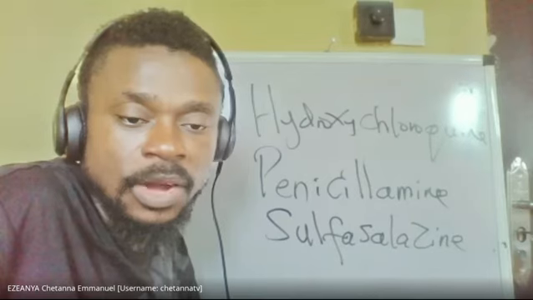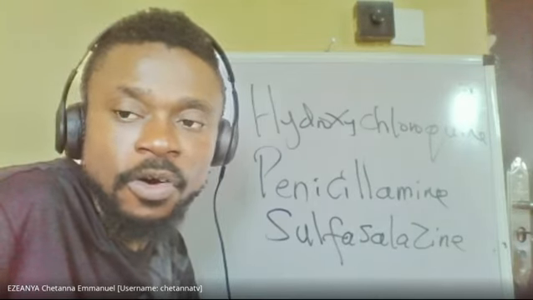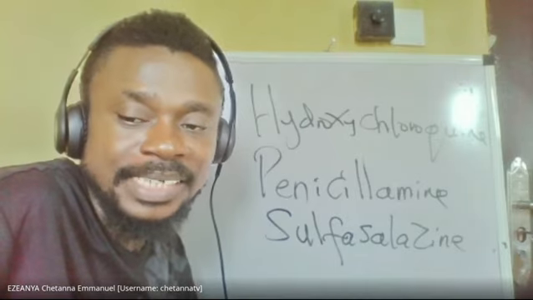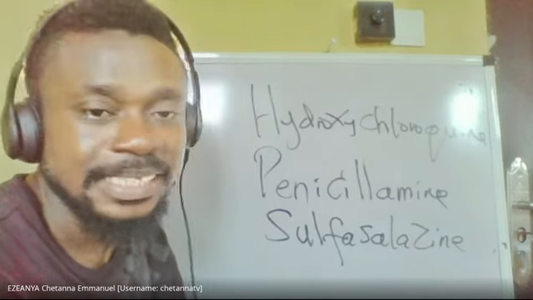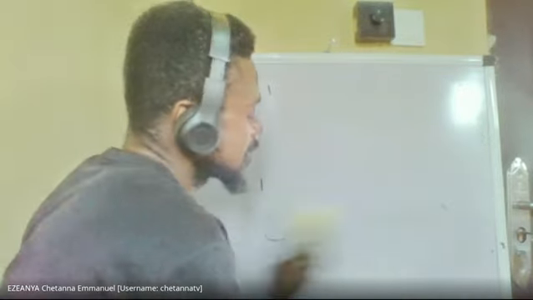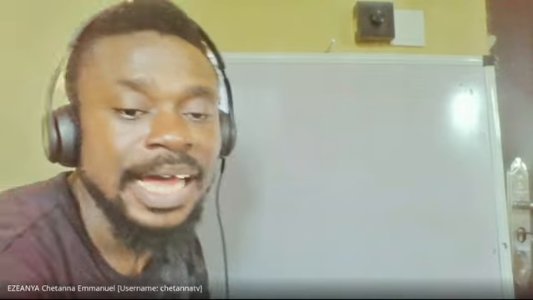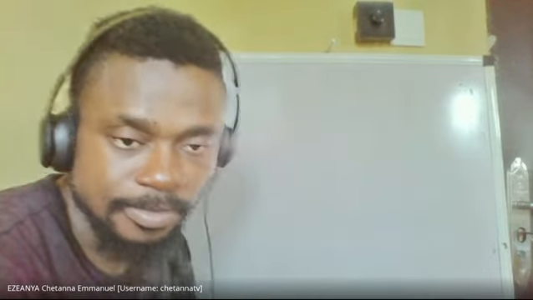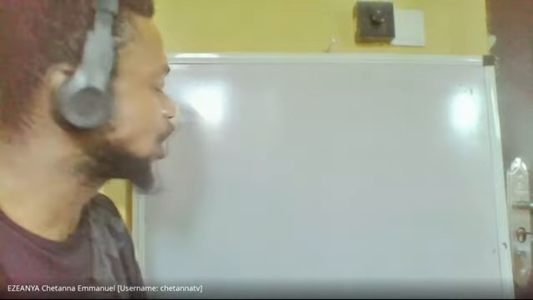Let's go to another group of drugs, drugs for gouty arthritis, the one you call gout. Drugs for gouty arthritis. The first one I want to talk about is colchicine.